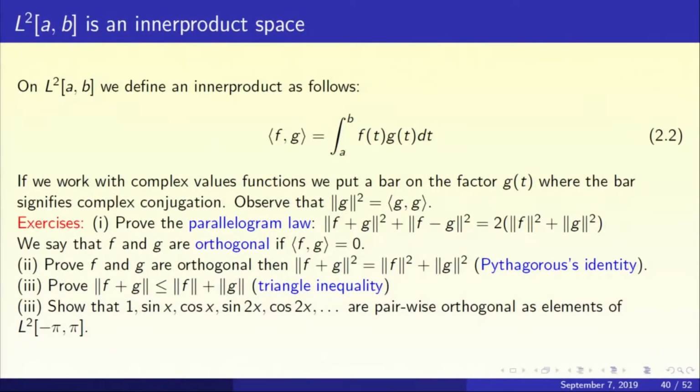The last exercise in this slide is to show that 1, sin x, cos x, sin 2x, etc. forms an orthogonal system of functions on minus pi to pi. If I take any two distinct ones and I take the product and integrate it from minus pi to pi, I get 0. Cos jx sin kx, when I integrate from minus pi to pi, I get 0. Cos jx cos kx, when I integrate from minus pi to pi, I get 0 when j is not equal to k, etc. So, it is an orthogonal system of functions on minus pi to pi.